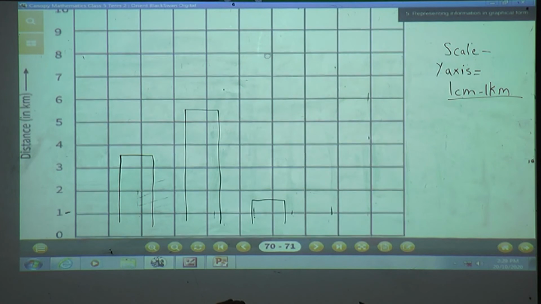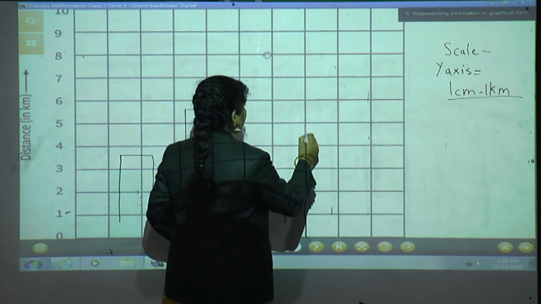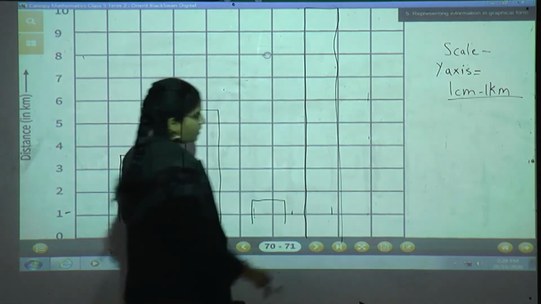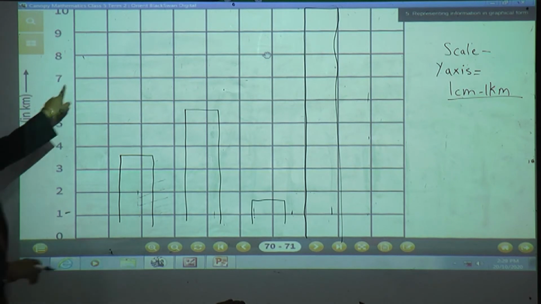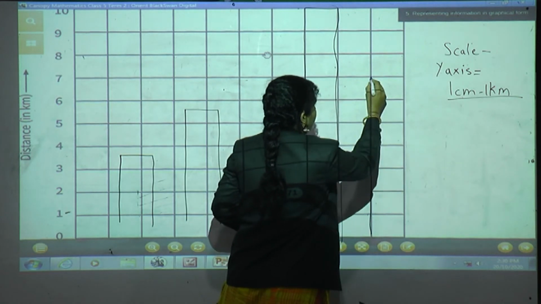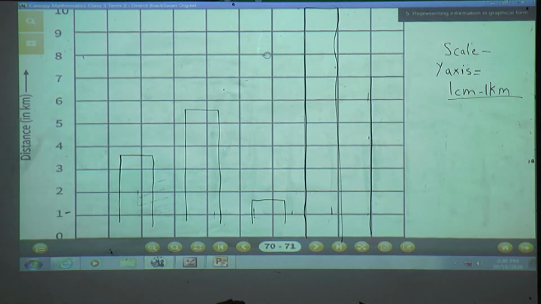Here. So use your scale and draw the graph. Okay. Now for Shaila, 7 kilometers. Now see where it is? Here. And here is Shaila's. So draw the bar graph. So all of you understood how to draw a bar graph? Yes. Now students, see our next point, circle graph.